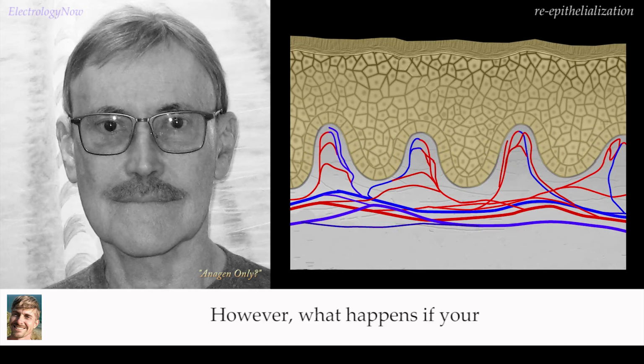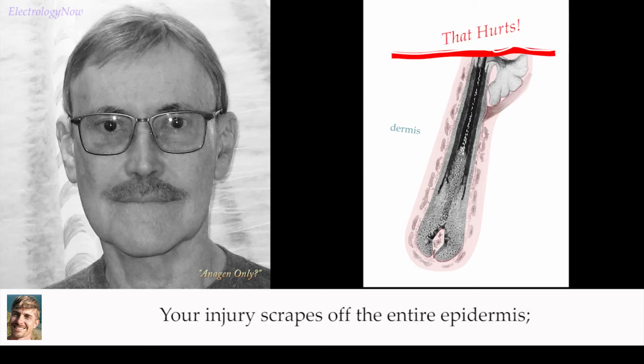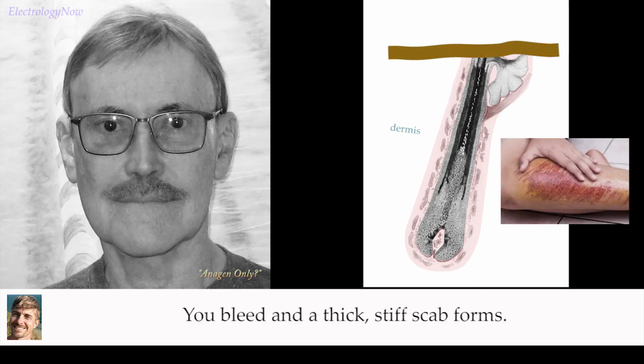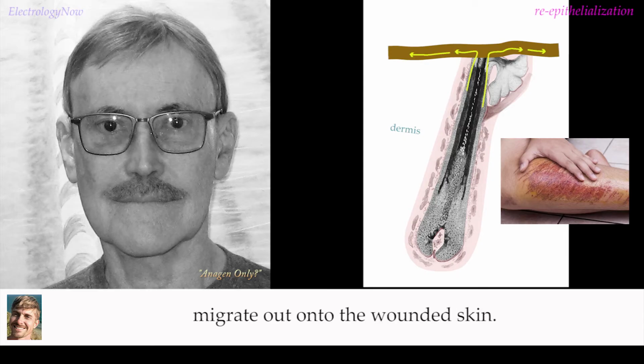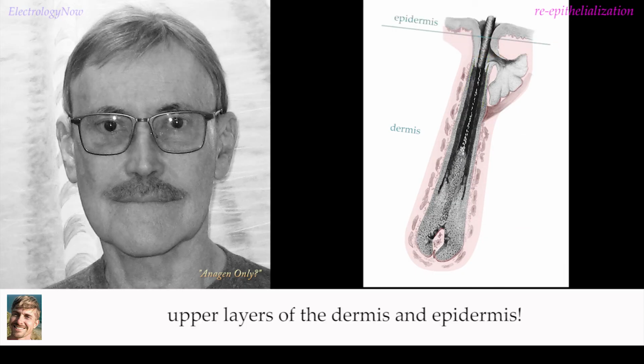However, what happens if your abrasion removes the entire epidermis? Here's a hair follicle with a connective tissue sheath colored in. Your injury scrapes off the entire epidermis, all of it. You bleed and a thick, stiff scab forms. Amazingly, stem cells from the outer root sheath of the surrounding follicles, sebaceous glands, and eccrine glands migrate out onto the wounded skin, and once again rebuild the entire upper layers of the dermis and epidermis. We take them for granted, but stem cells are truly phenomenal.